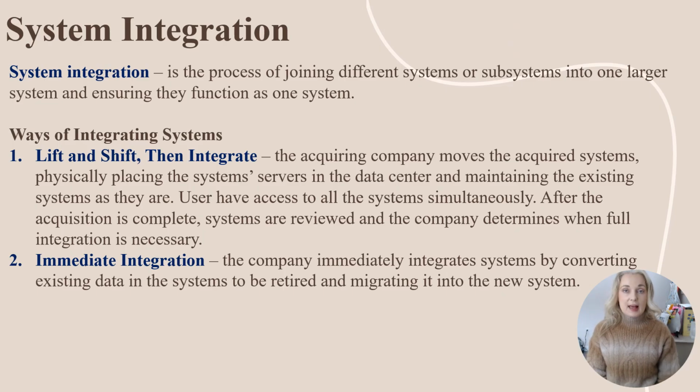As I mentioned in the last slide, once two companies join together, you need some kind of system integration. And system integration is basically the process of joining different systems or subsystems into one larger system and ensuring that they function as one cohesive unit. And there are different strategies that organizations can utilize to accomplish this. One is called the lift and shift and integrate. So basically what happens in this scenario, it's what I kind of described occurred when I was working at Vale.